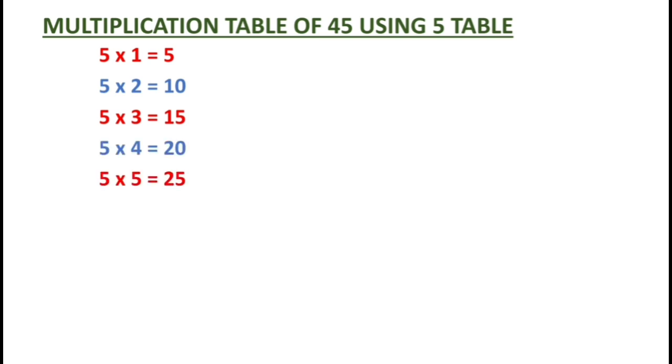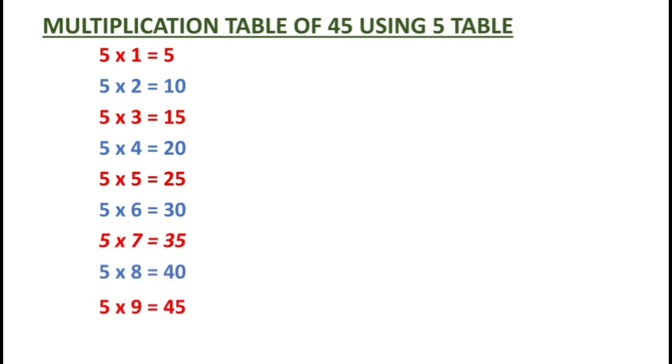Now let us learn the next table. Multiplication table of 45 using the 5 table. Now let us write the 5 table. 5 ones are 5, 5 twos are 10, 5 threes are 15, 5 fours are 20, 5 fives are 25, 5 sixes are 30, 5 sevens are 35, 5 eights are 40, 5 nines are 45, 5 tens are 50.